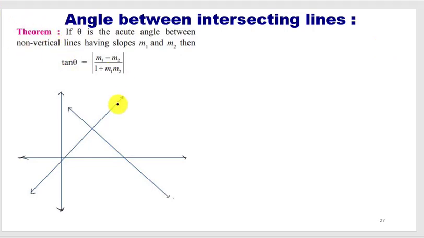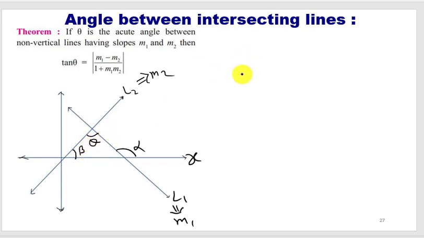Okay. So let's suppose this is your line 1 whose slope is m1. This is your line 2 whose slope is m2. Okay. Let's suppose line 1 is making an angle of alpha degree with your positive direction of x-axis. That is, the inclination of line 1 is alpha. Let's suppose the angle between these two lines is theta, that we are going to find. And let's suppose line 2 is making an angle of beta with positive direction of x-axis. That is, the inclination of line 2 is your beta.